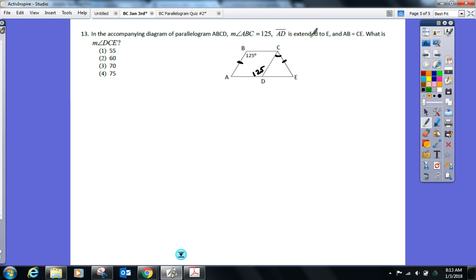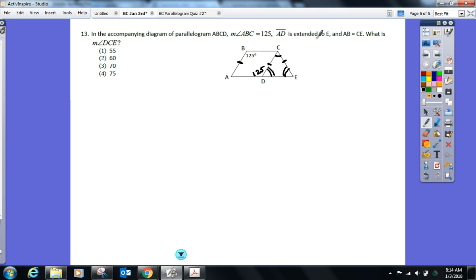Okay, so here's what we're thinking here. Because it's a parallelogram, opposite sides congruent, so AB is congruent to CD. And if AB is congruent to CE, substitution says those two sides are congruent, which means it's what type of triangle? Isosceles. Across from the congruent sides are congruent angles. All right, can we figure out what both angles are?